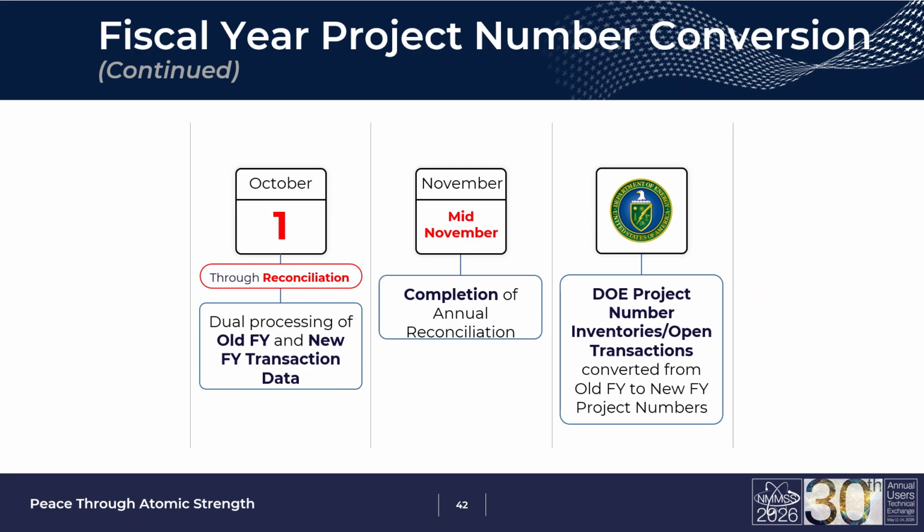The fiscal year project number conversion takes place at the end of the annual project number review. The conversion is a process where Department of Energy project number inventories and open transactions are converted from old fiscal year project numbers to new fiscal year project numbers. The conversion takes place at the same time as the close of the September processing period in NMMS. The September period typically closes in early December, after which the conversion will occur. NMMS will still receive data using prior year fiscal project numbers for data involved in reconciliation. When all Department of Energy facilities are reconciled for September, the conversion will be complete and the new fiscal year projects will be activated.